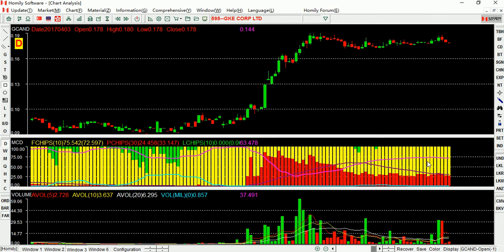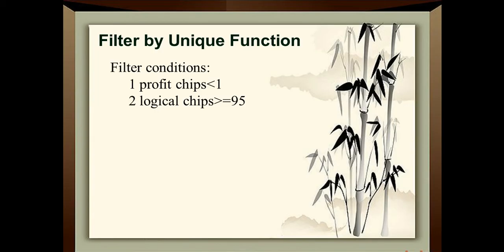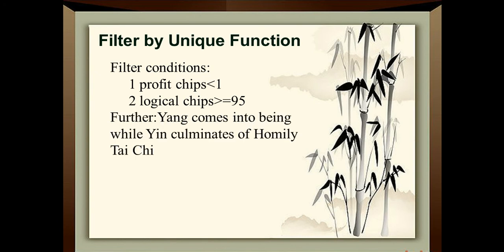No red column. Okay. Then the next condition: locked chips more than or equal to 95. Wow, so much red column, green column. Okay. So further, yang comes into being via yin cumulates of homotheism.